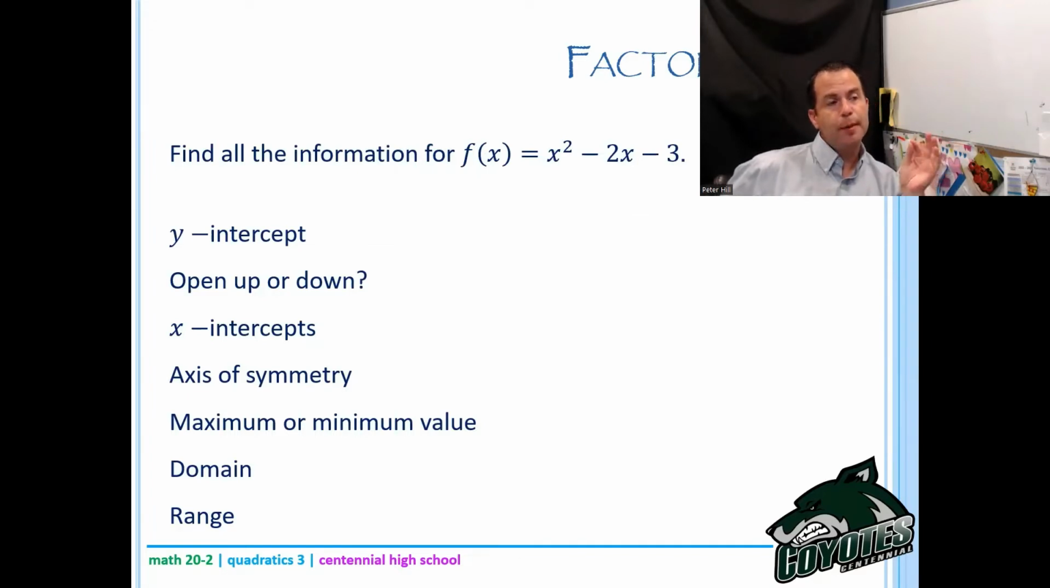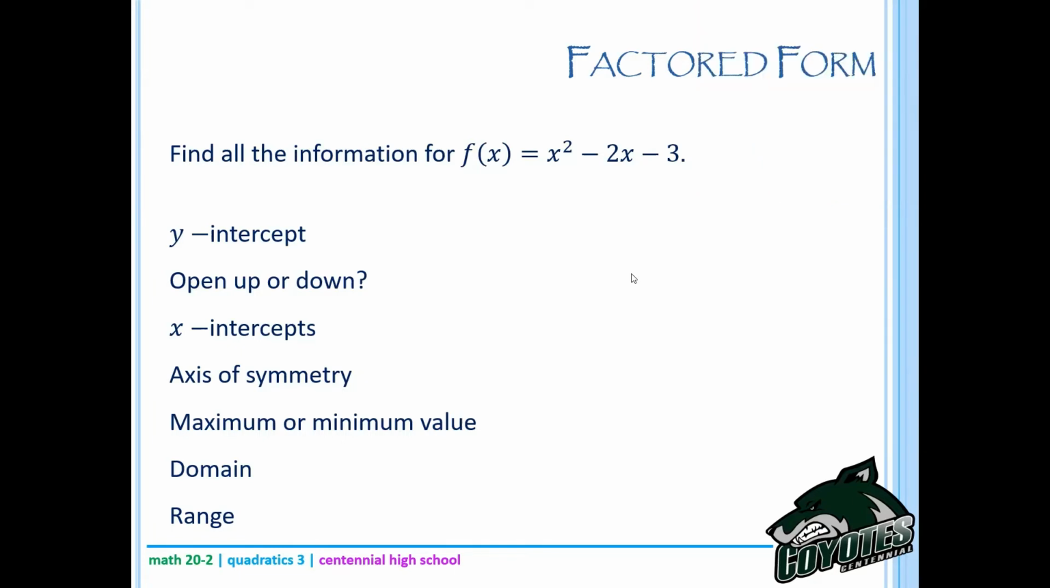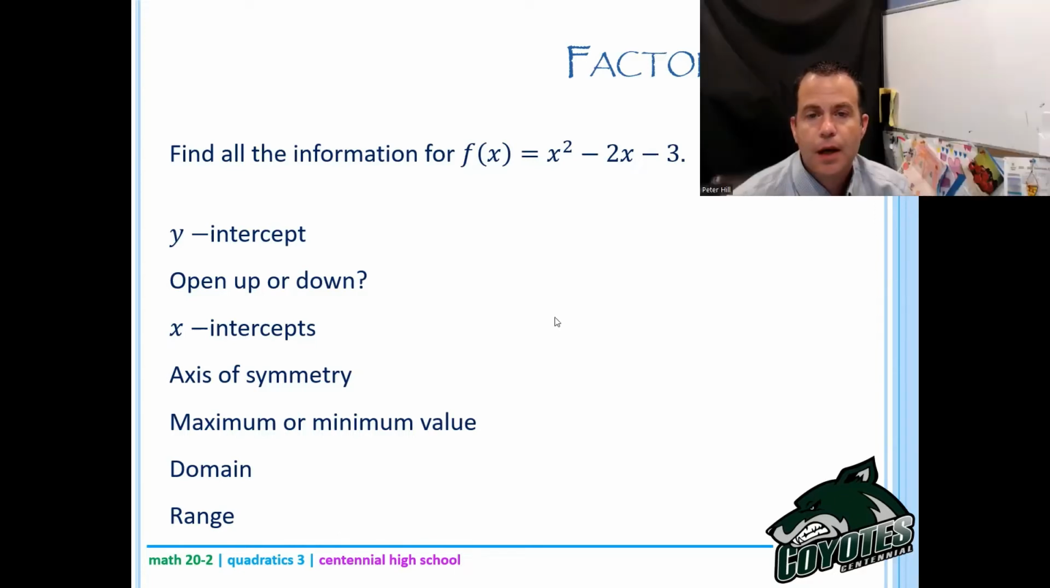The y-intercept, remember we plug 0 in for x, or we understand that in standard form, it's just going to be that constant term. It's going to be the number all by itself, which is -3. I'm just going to quickly hide my face here for a sec, just to make sure everybody has the full question. Okay. So the y-intercept there would be (0, -3).